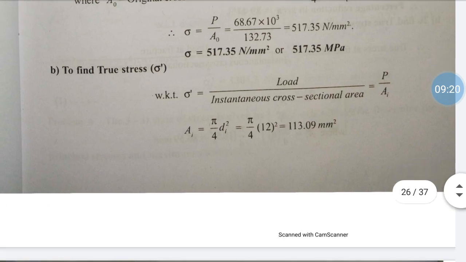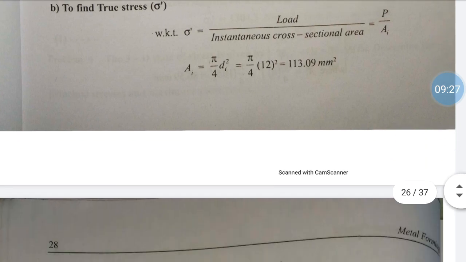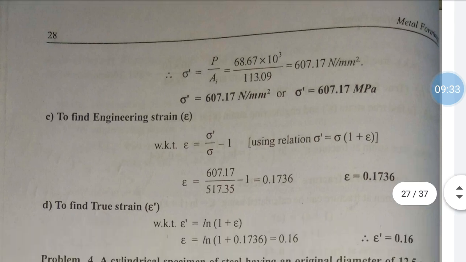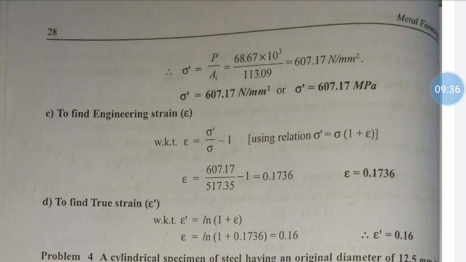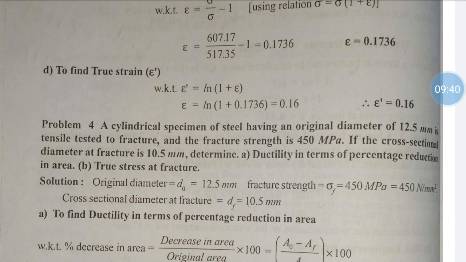Okay, after loading the metal, the diameter gets reduced from 13 to 12. Okay, the 12 mm only you need to take. Next is stress, you will get. Next, find engineering strain. Engineering strain means the same formula you need to use. True strain means the same formula. Okay, same thing, nothing changes in this third problem also.